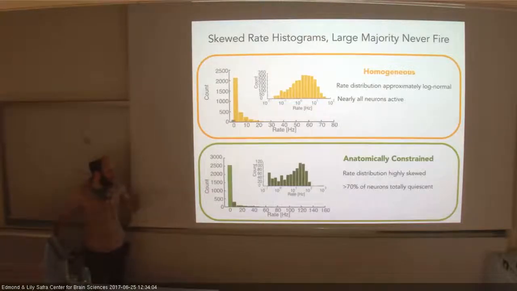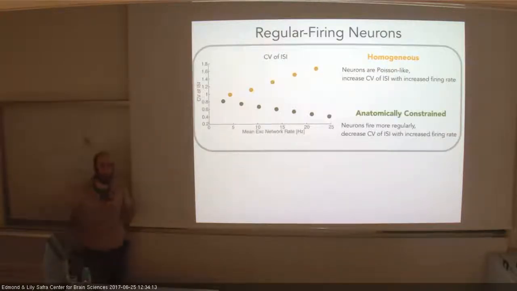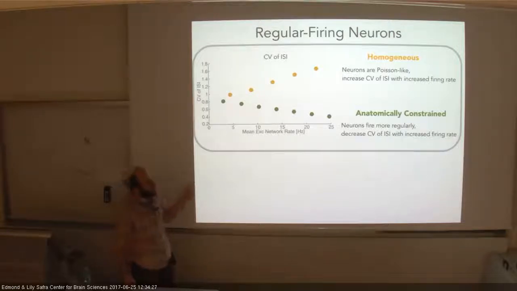As I said, in our network we see a very skewed firing rate distribution, where over 70% of the neurons were totally silent. Also, looking at the irregularity, the homogeneous network gives us Poisson-like firing, where the CV of the ISI is around 1 or even higher, and even grows with the firing rate. Our anatomically constrained network, from the estimates from data, has more regular firing. With increased network firing rate the CV drops significantly, so that small fraction of neurons that fire, fire at high rates and also more regularly.